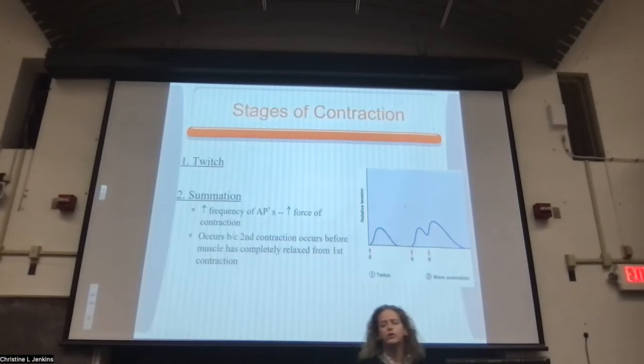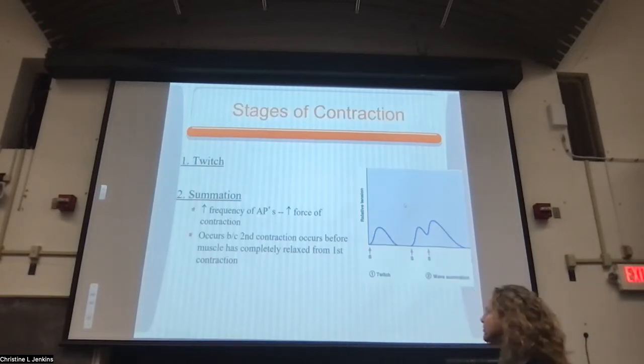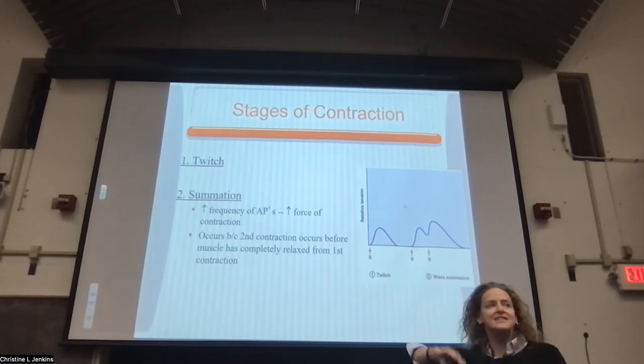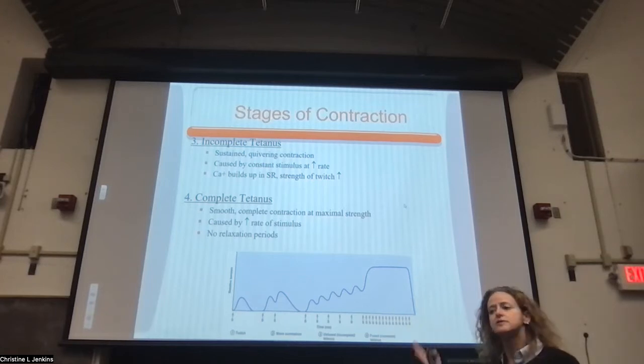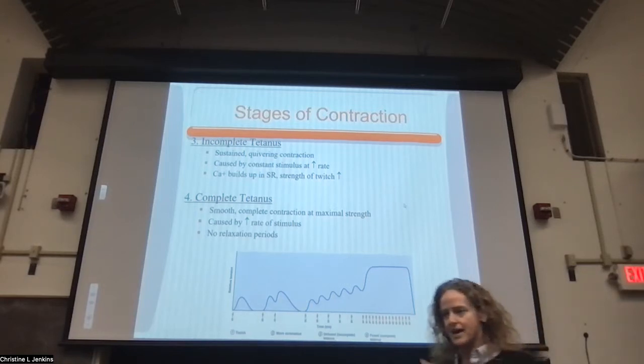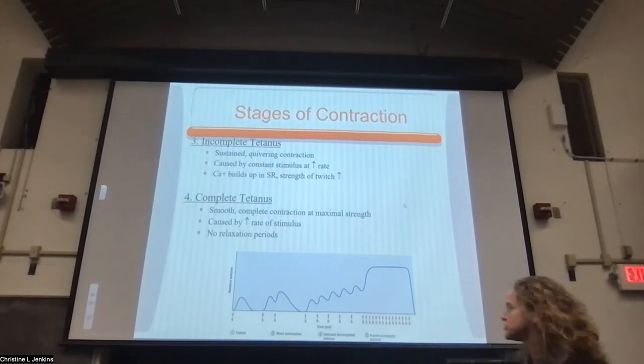When we send repeated nerve impulses, the stimuli begin to summate, add on to each other. And we go through these steps, know the order of these steps, right? Twitch, summation, incomplete tetanus, tetanus. When we get to that sustained, smooth contraction.